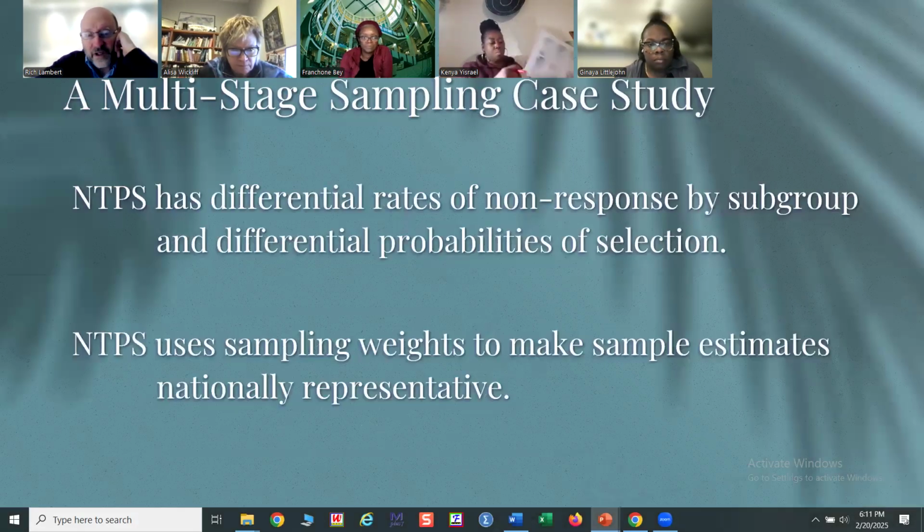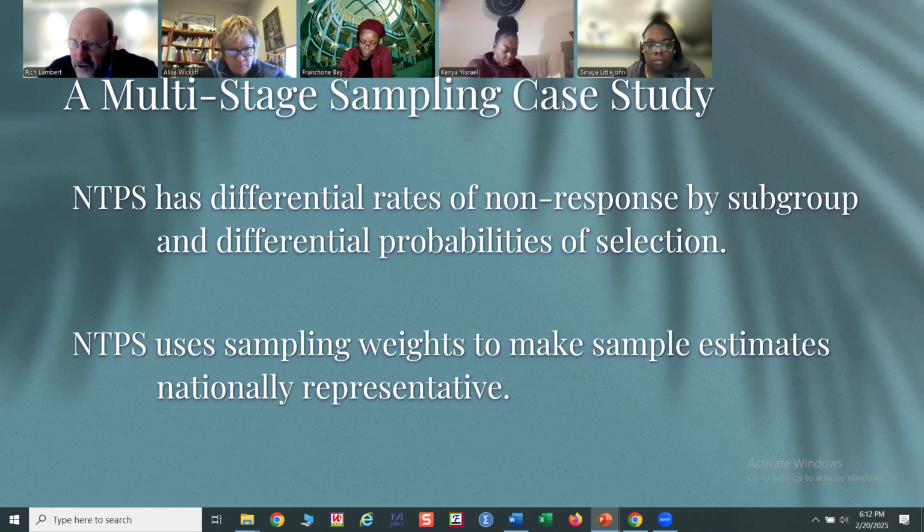Okay, so in the NTPS, we know that there are differential rates of non-response by subgroup, and there are differential probabilities of selection because of all the factors that I just talked about. So they create what are called sampling weights in order to make their estimates nationally representative. And what weighting really involves is, like I said, if a certain group of teachers is overrepresented, we create weights less than 1. Teachers that are underrepresented, we create weights greater than 1. And then when we apply the weights through statistical software, it adjusts everything and evens it out.